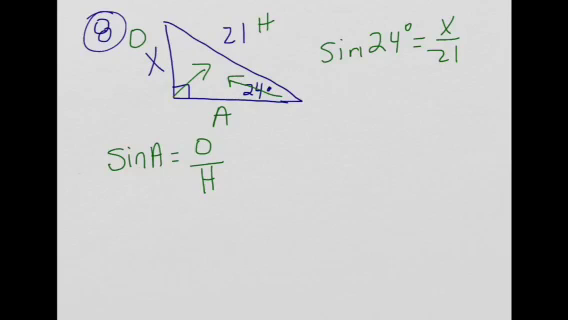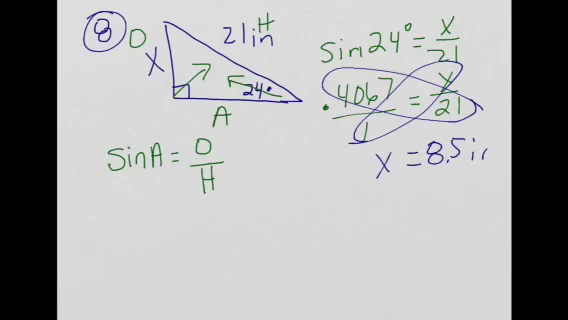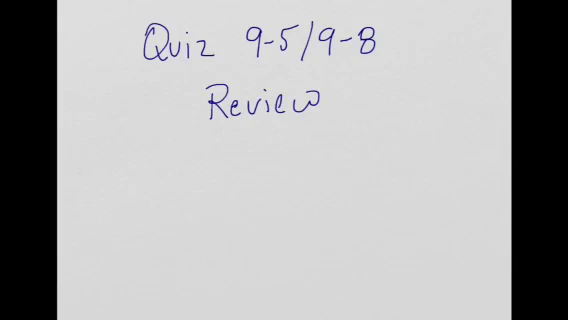And I'm going to go to my calculator and punch in sine 24 degrees, and that's going to give me 0.4067 over 1 is equal to x over 21. I'm going to go ahead and butterfly, so it's going to be x is equal to, and I'll butterfly this, and it will be 8.5. And we'll make this inches. And that's the quiz review.